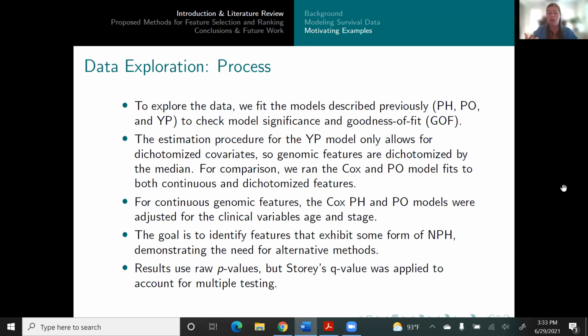For any continuous genomic feature in the Cox and PO model scenarios, we adjusted for the clinical variables age and stage. And the ultimate goal here was just to explore and try to identify features that exhibit some form of NPH and demonstrate the real need for alternative methods to the Cox model. Now, all the results you'll see on the next two slides are based on raw p-values, but Storey's q-value was applied to account for multiple testing.